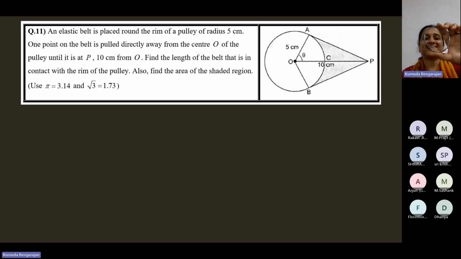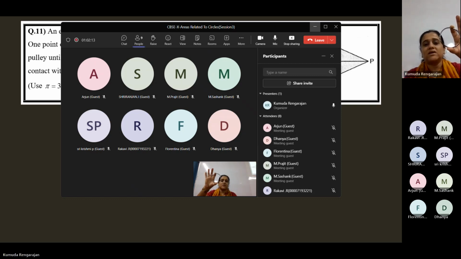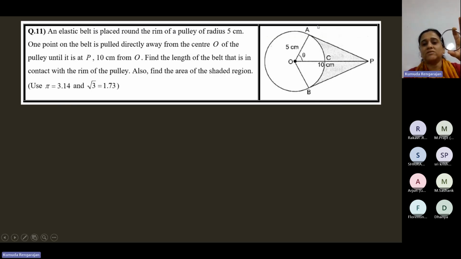So here, this is the pulley, and on the rim is this one. On the rim of the pulley, there's an elastic belt. The elastic belt is completely in contact with the rim of the pulley. Now what you do, you just pinch the belt here, pinch a small portion of the belt and stretch it like this. And that's the figure given here.